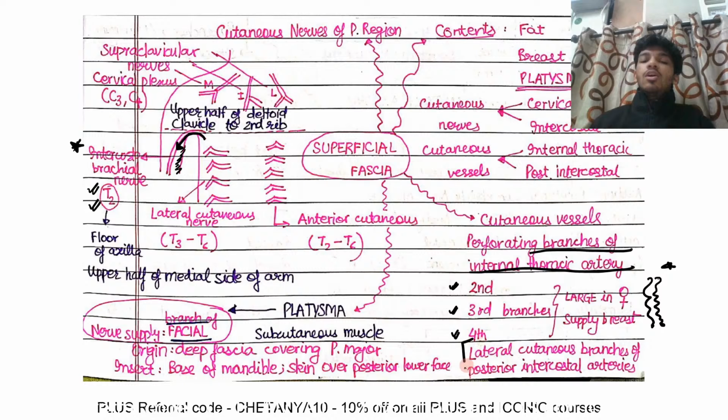Besides that, posterior intercostals give some lateral cutaneous nerves, which will also supply some of the lateral side and the posterior side of the pectoral region, a little towards the posterior side, towards the lateral side, right?